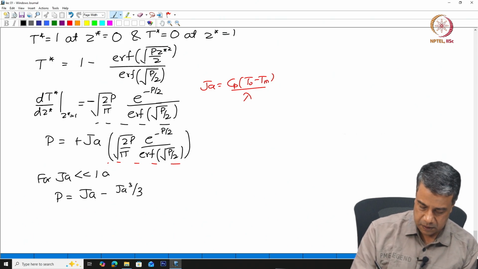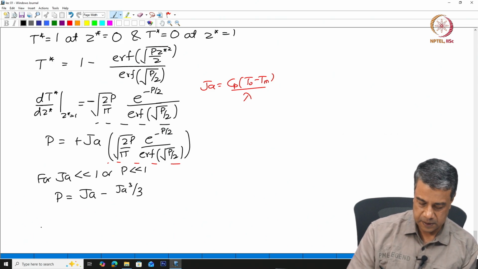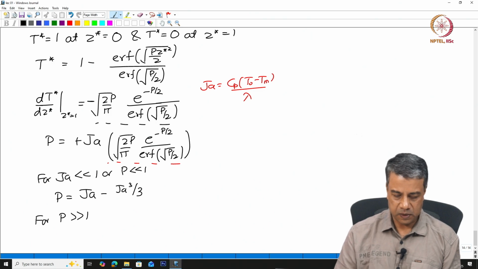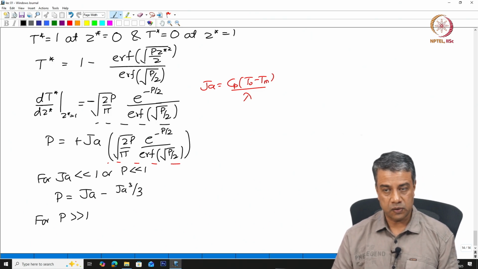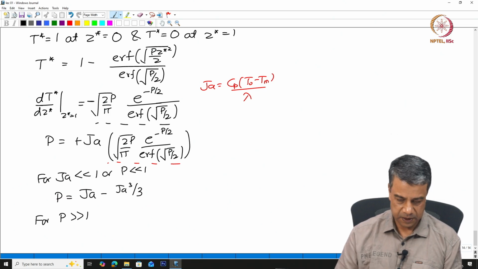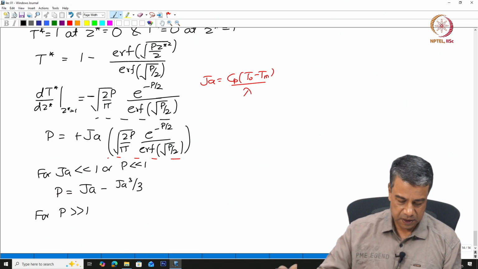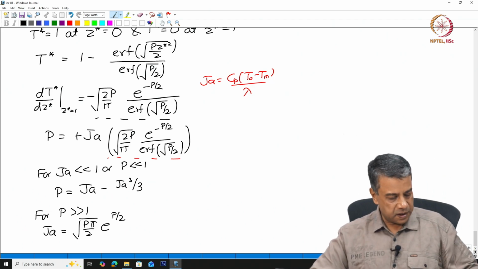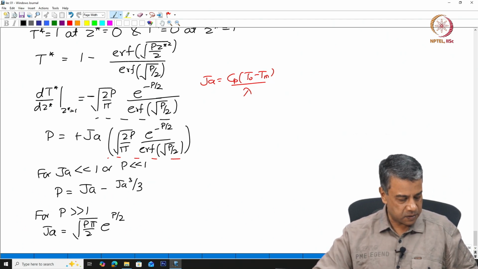Now, for P much greater than 1, the error function goes to 1. I told you that the error function of x goes to 1 as x goes to plus or minus infinity. So, the error function goes to 1, and I will get an expression for the Jacob number as Ja is equal to root of P pi by 2 into e power P by 2. So, these are the relations in the limit as P goes to 0 and as P becomes large.